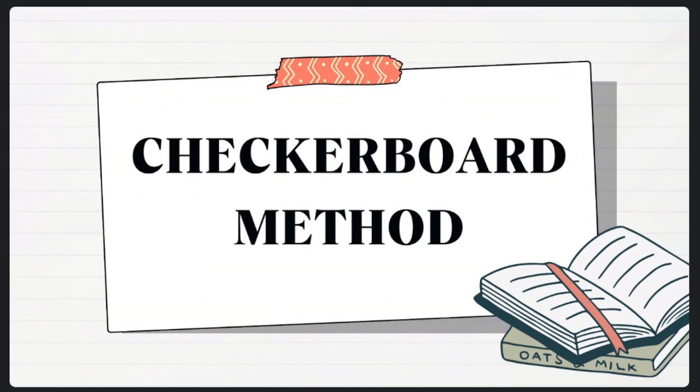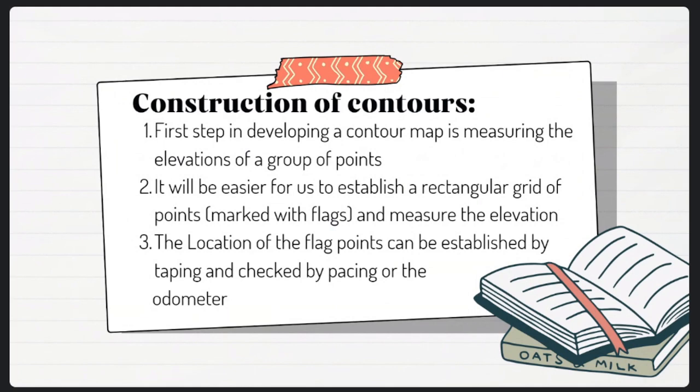So, checkerboard method. In constructing contours, there are three steps. The first step in developing a contour map is measuring the elevations of a group of points. The second is that it will be easier for us to establish elevations of the said group of points if we use flags. Third, the location of the flag points can be established by taping and checked by pacing or the odometer.